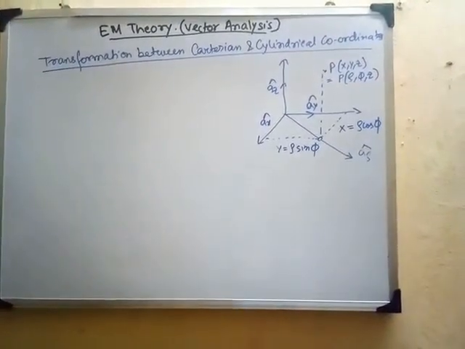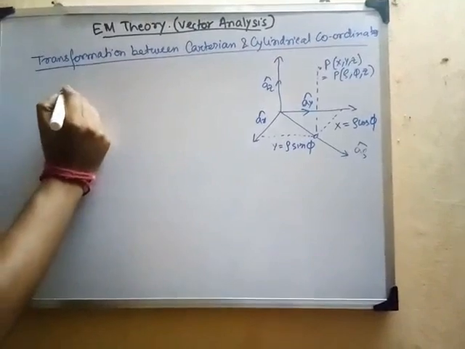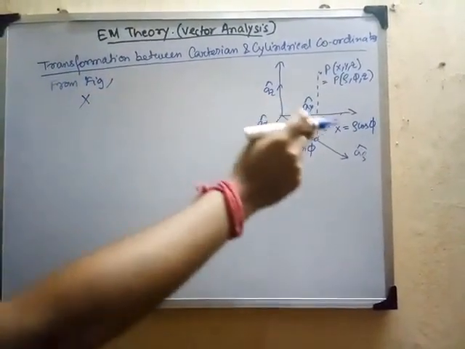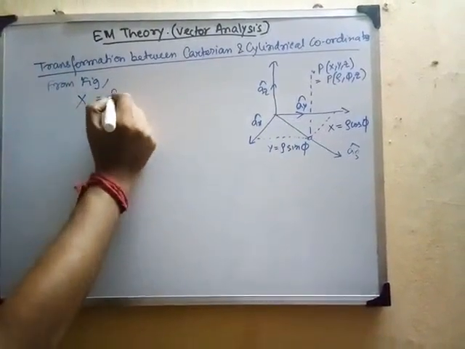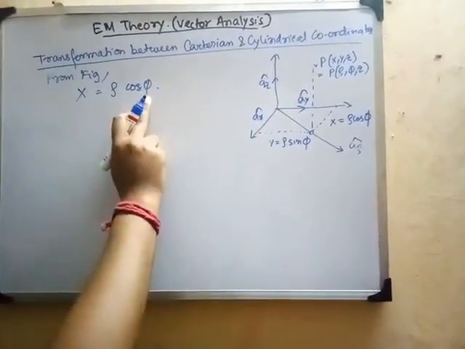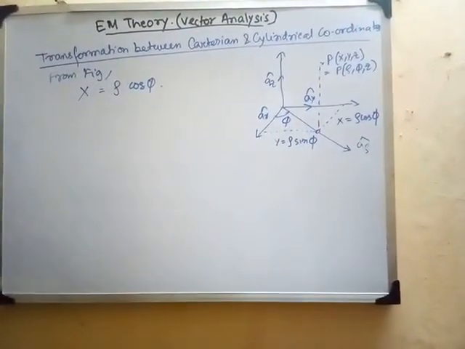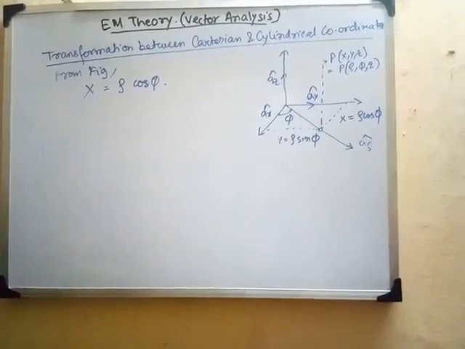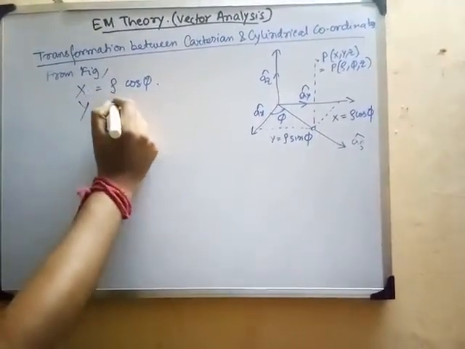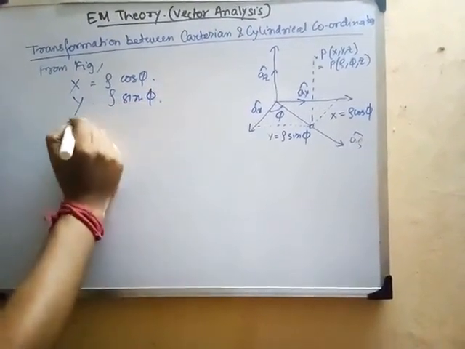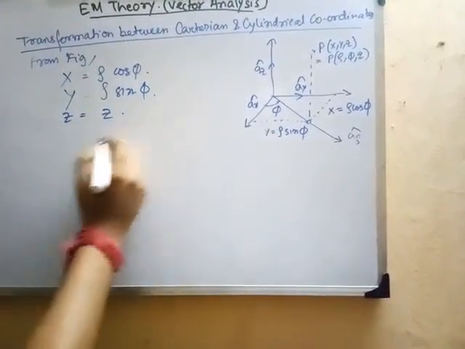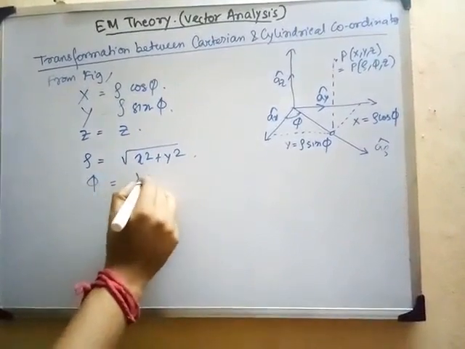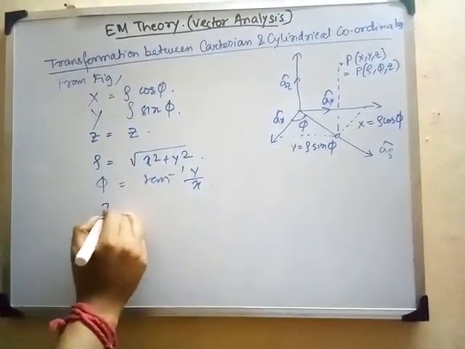To start with, let us look at the figure. From the figure we can write that x is equal to rho cos phi. How do you understand that? Phi is this angle, and if we take cos phi, you will get x by rho, so x is equal to rho cos phi. Similarly, y will come as rho sin phi, and z is equal to z. Also, rho will be equal to the square root of x square plus y square, and phi is tan inverse of y by x, and z equals z again.